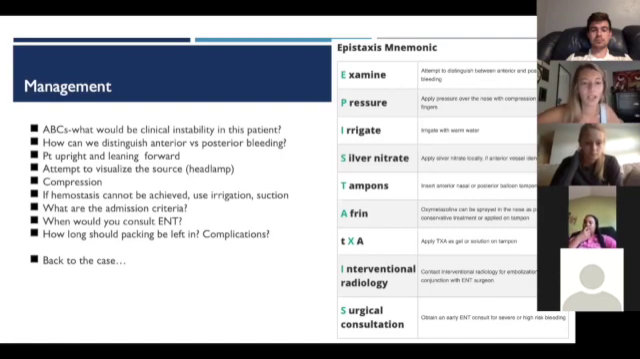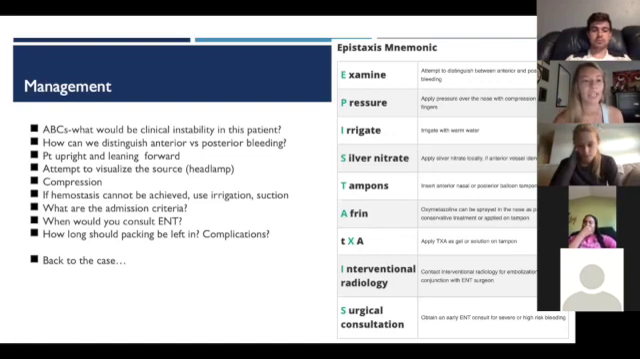And then we talked a little bit about how to distinguish anterior versus posterior bleeding, but just to repeat that a little bit. Posterior bleeding is generally going to have more volume, whereas anterior bleeding is generally going to be less and more easily stopped.